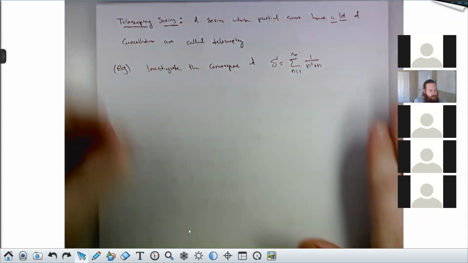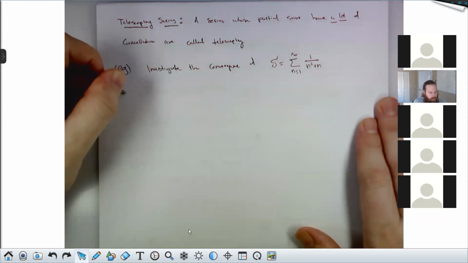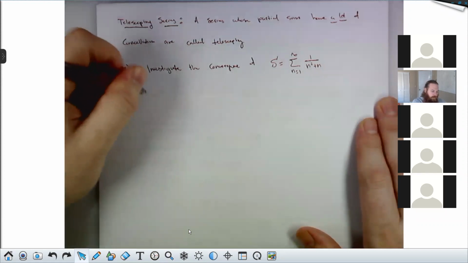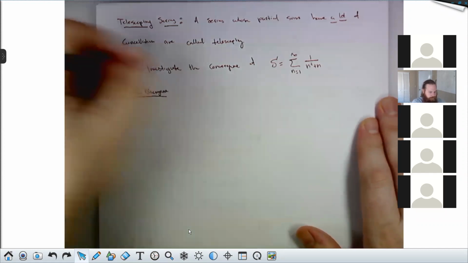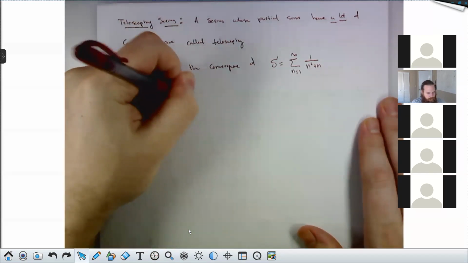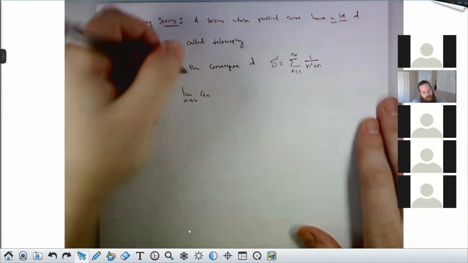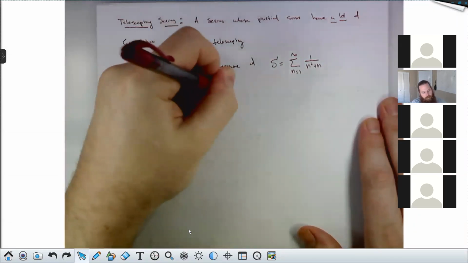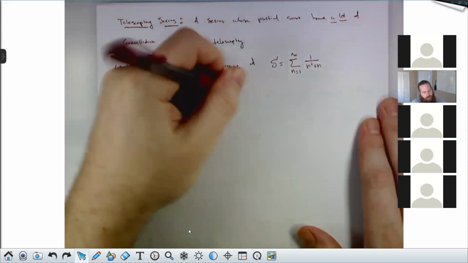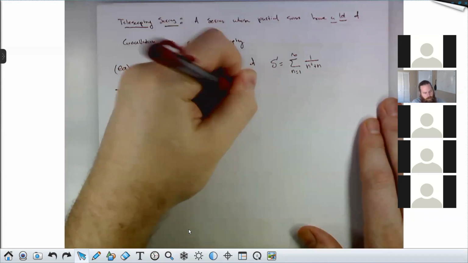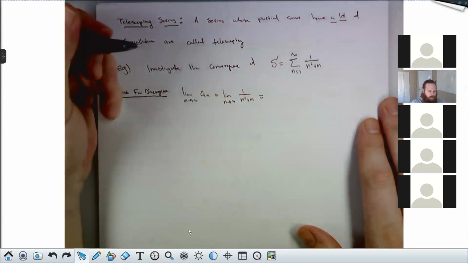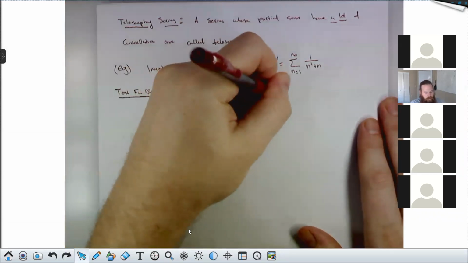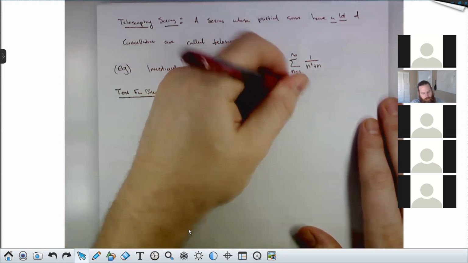If you try to run the test for divergence, the limit as n goes to infinity of a_n is the limit as n goes to infinity of 1 over n squared plus n. You don't need to renormalize here because the top isn't going to infinity, just the bottom is. This is 1 over infinity, which is definitely 0.